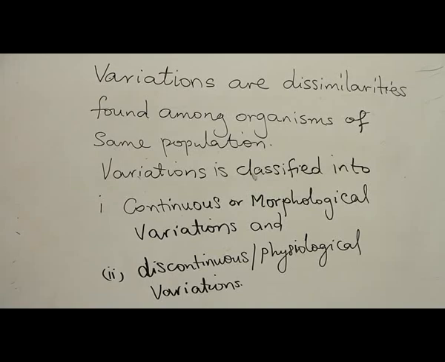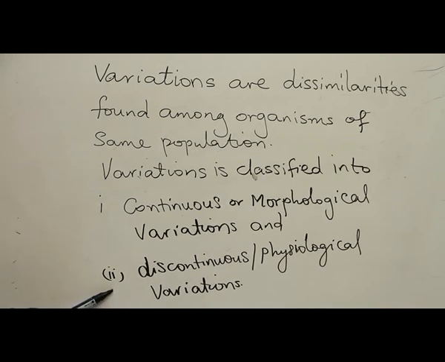You can agree with me that even children of the same parents at home, they don't wear the same look. There are similarities and dissimilarities among them. Variation is classified into one, continuous or morphological variation. These are variations that have a lot of intermediates between two extremities, e.g. height. When you ask students in a class to line up, you see the tallest and the shortest, and in between these two people we have fractions of millimeters shorter or taller than each other.